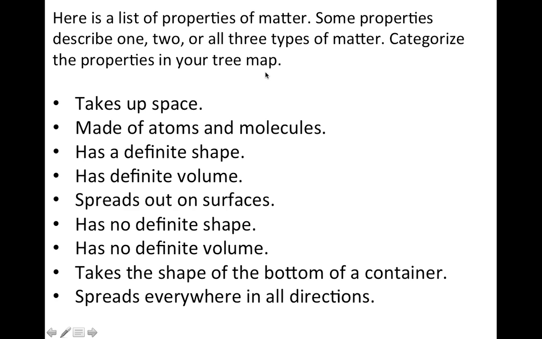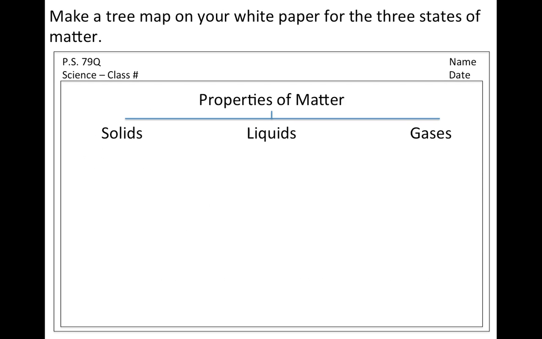Let's take a look at a couple for examples. Here we see it says made of atoms and molecules. Well, if we think back to our first slide, we saw that all matter is made up of atoms and molecules. So, on our tree map here, under each column, we would want to write made of atoms and molecules. Made of atoms and molecules. And so are gases. We would write made of atoms and molecules.